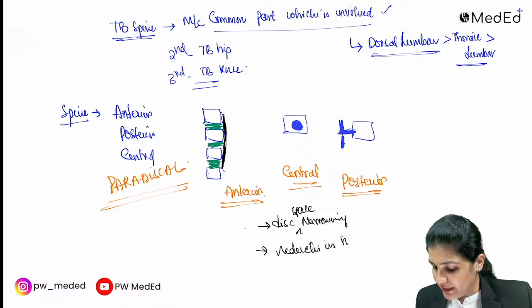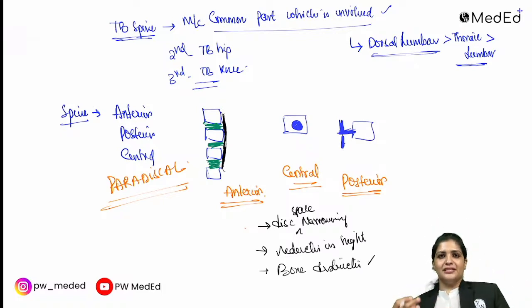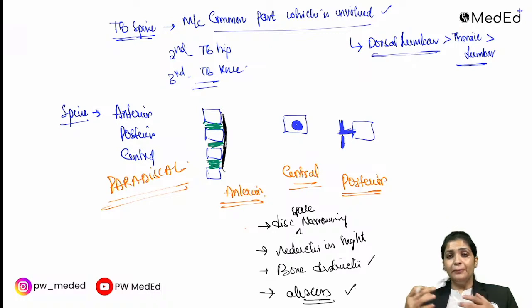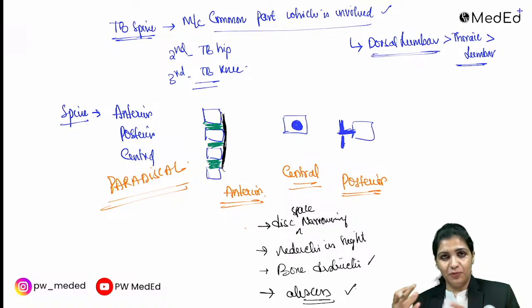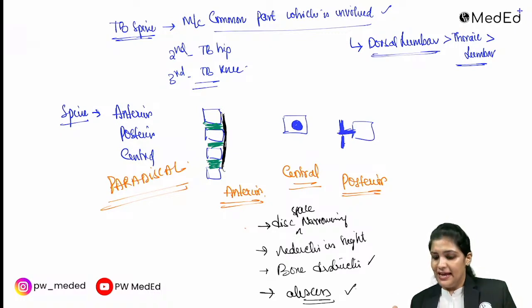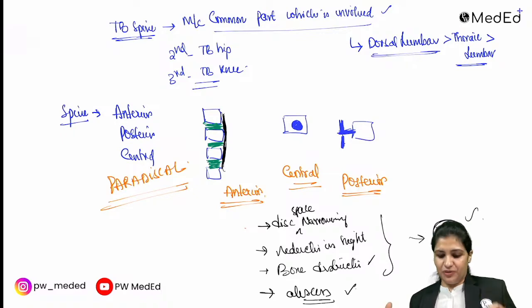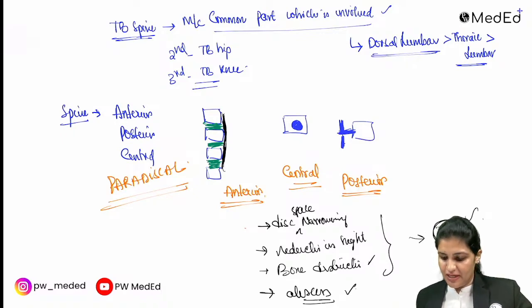in height. Again, if you remember, in TB there will be destruction, so bone destruction will be there, where there will be loss in the height of the vertebra. And with the disc space narrowing and with the presence of cold abscess, so there will be abscess or the calcifications which you can see over the X-ray, and this is important for diagnosis of your tuberculosis. So these are the important salient features which you would see on the X-ray in case of tuberculosis.